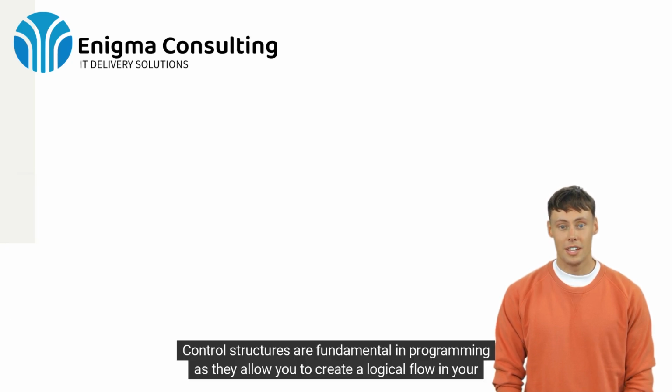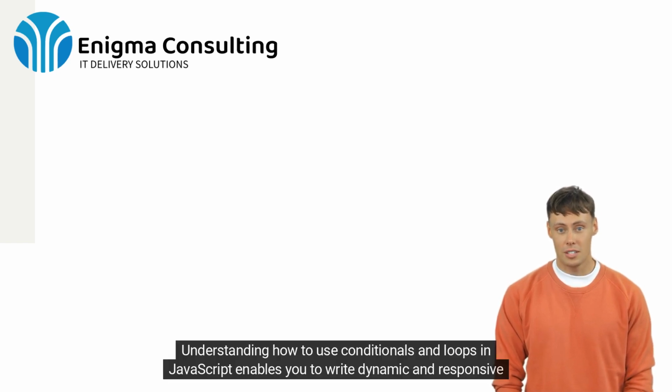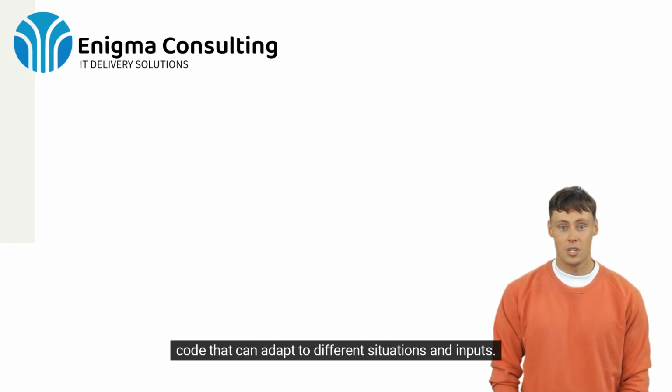Control structures are fundamental in programming as they allow you to create a logical flow in your code. Understanding how to use conditionals and loops in JavaScript enables you to write dynamic and responsive code that can adapt to different situations and inputs.